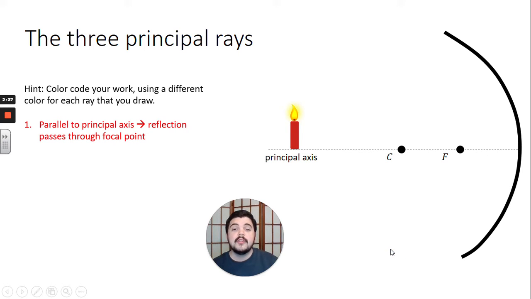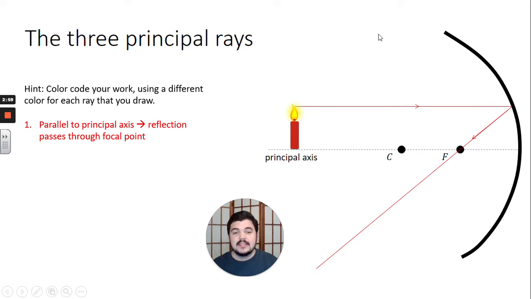So the first of the 3 principal rays that we are going to draw. Now, this is just a representative ray of the infinitely many that are leaving. Well, the first one we should draw is the one ray that does leave the candle parallel to the principal axis. So this one right here. We should draw that one because we know what it does, right? It reflects through the focal point. That's what we talked about in the last video. So that ought to be one of our 3 principal rays.